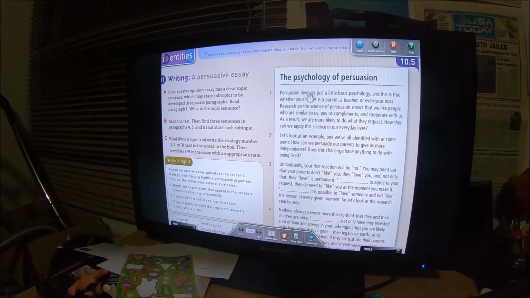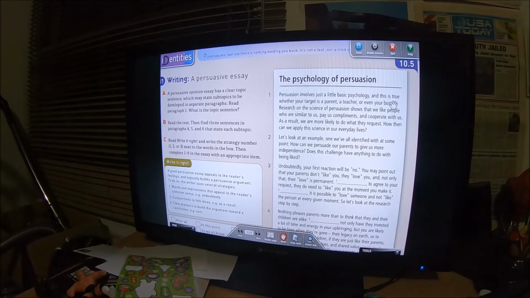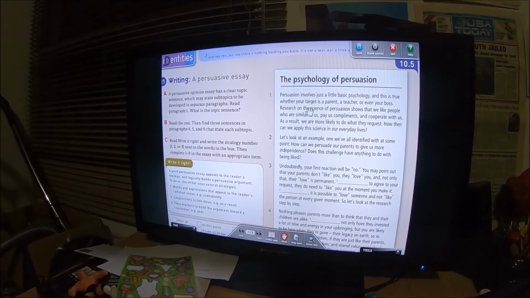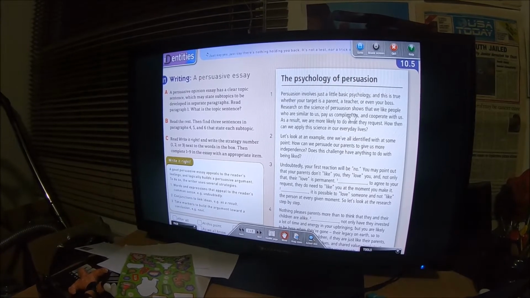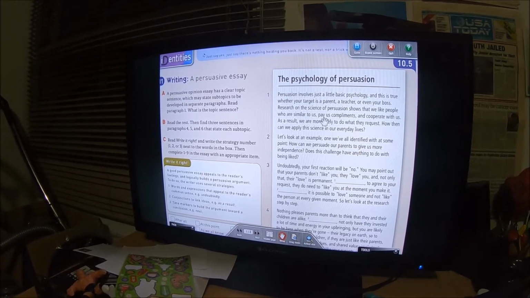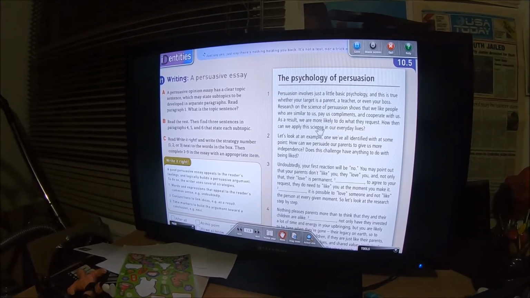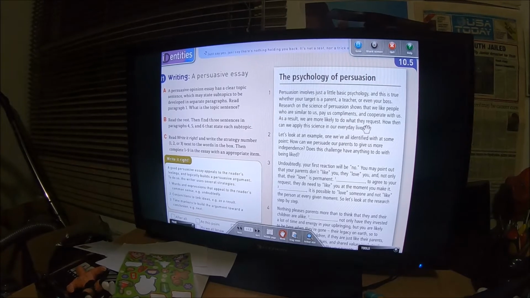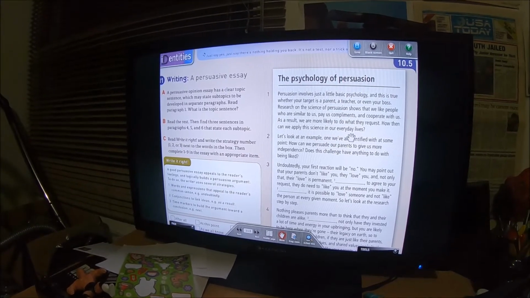It says, persuasion involves just a little basic psychology, and this is true, whether your target is a parent, a teacher, or even your boss. Research on the science of persuasion shows that we like people who are similar to us, pay us compliments, and cooperate with us. As a result, we are more likely to do what they request. How then can we apply this science in our everyday lives?